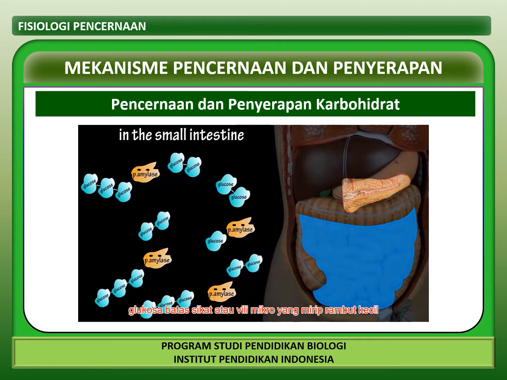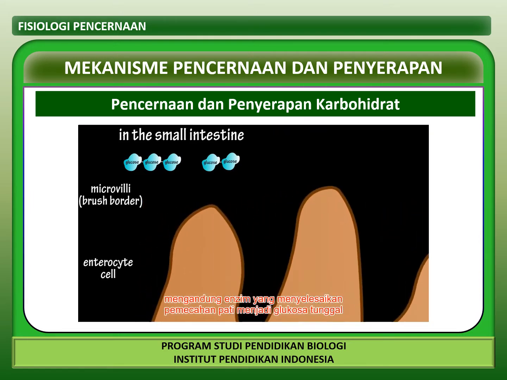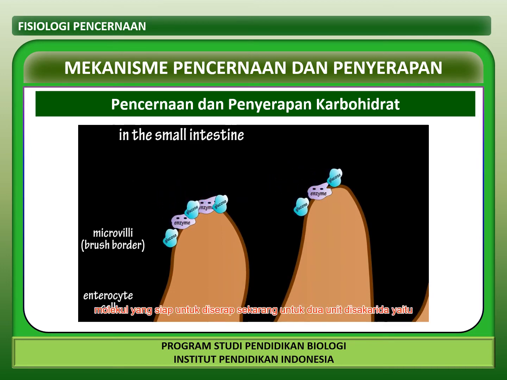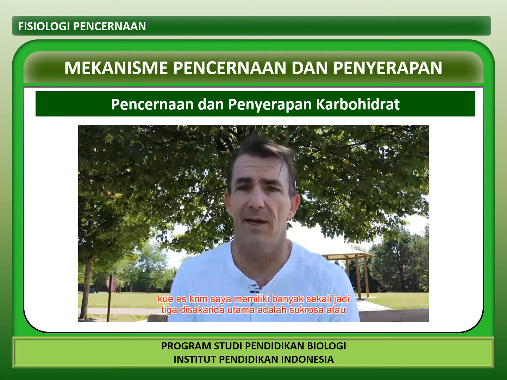The brush border or microvilli, which are tiny hair-like projections located on the enterocyte cells of the small intestine, also contain enzymes that finish the breakdown of starch into single glucose molecules that are ready for absorption. Now for the two-unit disaccharides, which my ice cream cookie had a ton of.